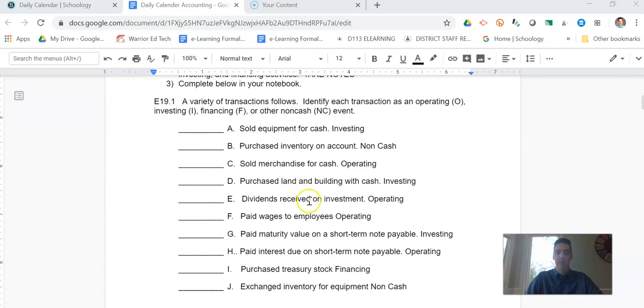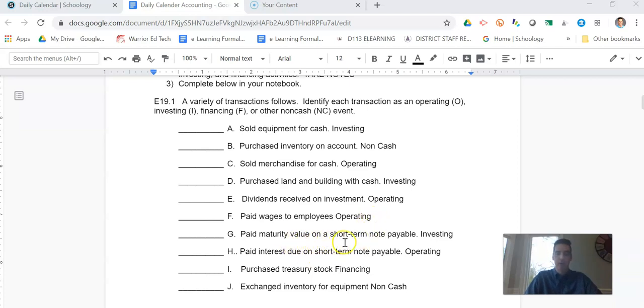Dividends received on investment. So remember, the payment of taxes and dividends are considered operating activities, and so in this case, that would be operating. Paid wages to employees. That's operating, our day-to-day, paying for our operating expenses there. Our employees are considered operating.